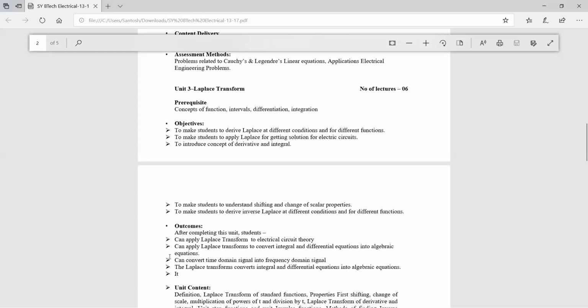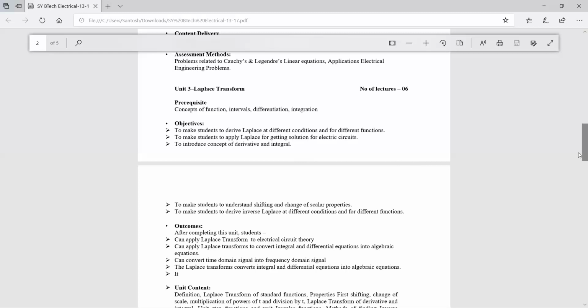Outcomes: after completing this unit, the student can apply Laplace transform to electrical circuit theory, can apply Laplace transform to convert integral and differential equations into algebraic equations, and can convert time domain signals into frequency domain signals. The Laplace transform converts integral and differential equations into algebraic equations. These are the objectives and outcomes of unit number 3, Laplace transform.